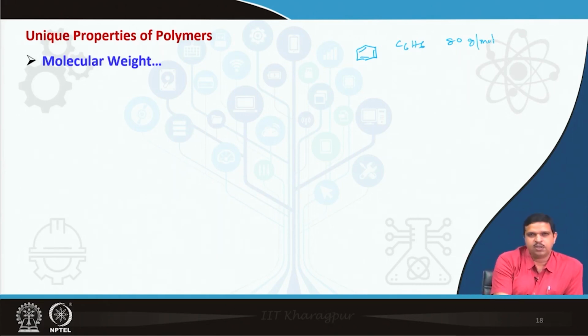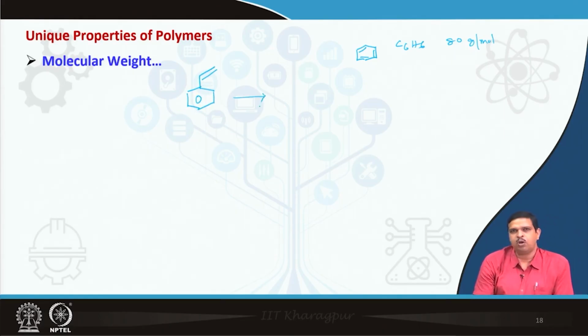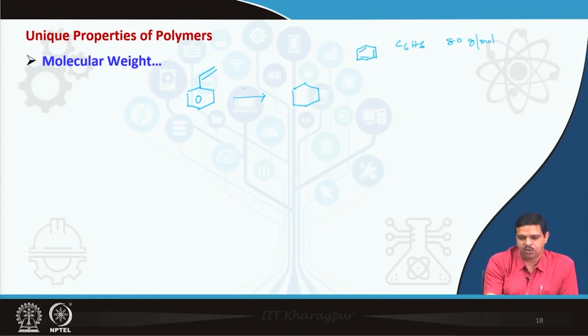Okay. So, this is my polystyrene polymer. You will see that when I am making the polymer, unlike small molecules, I am now making a macromolecule like this one.